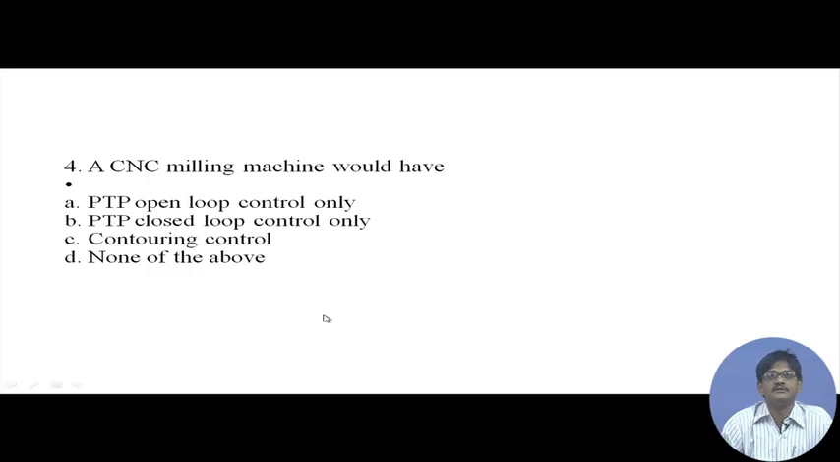A CNC machine, milling machine would have point-to-point loop control only? No, CNC milling machine is capable of circular interpolation, straight line interpolation. So, option A is not correct. Point-to-point closed loop control only? No, for the same reason. Contouring control? Yes. None of the above? No. So, option C.